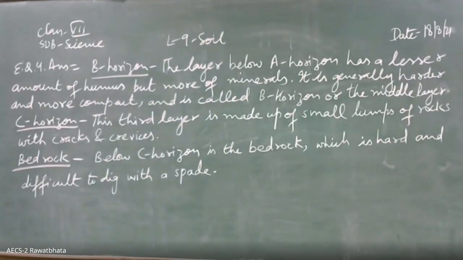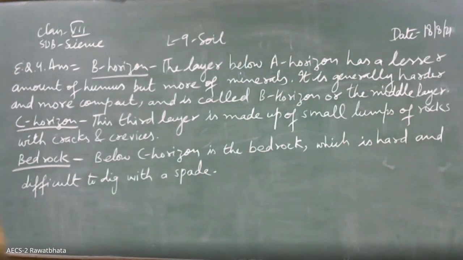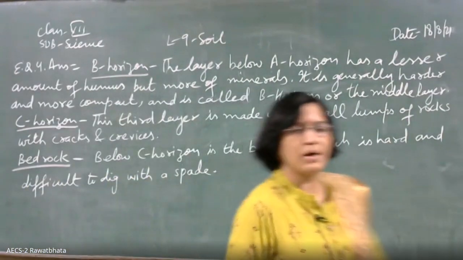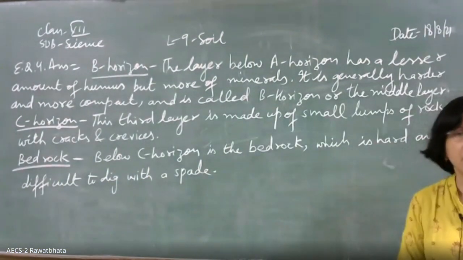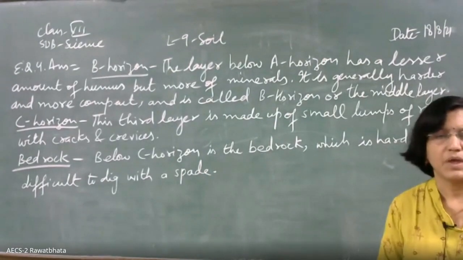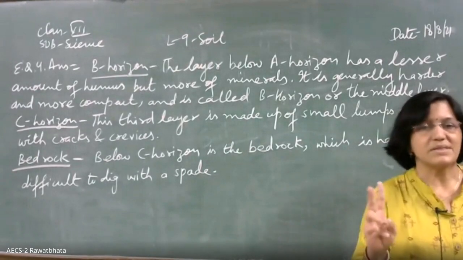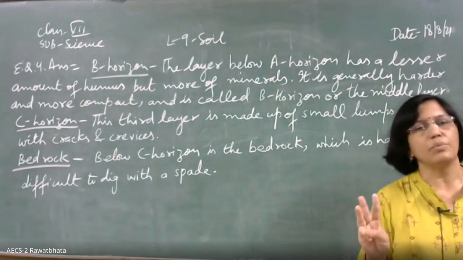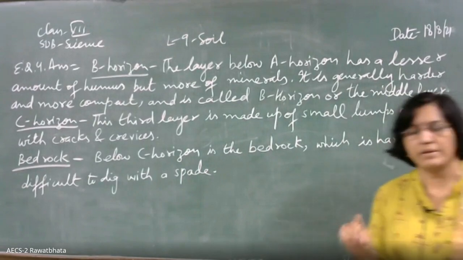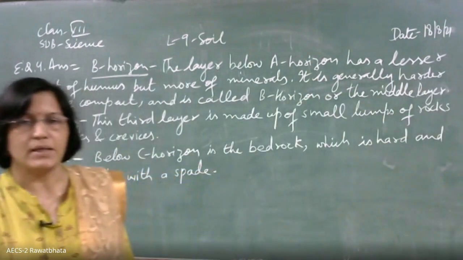Now I'm going to rub the board and we are going to deal with the next heading, that is the soil types. Now let's try and understand the soil types. There are basically three types of soil we are supposed to deal with. The names are clayey soil, sandy soil, and loamy.